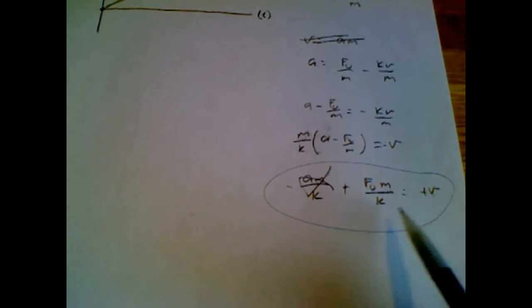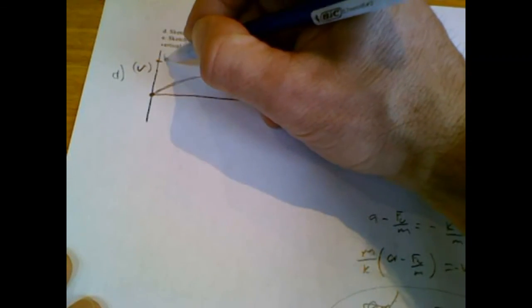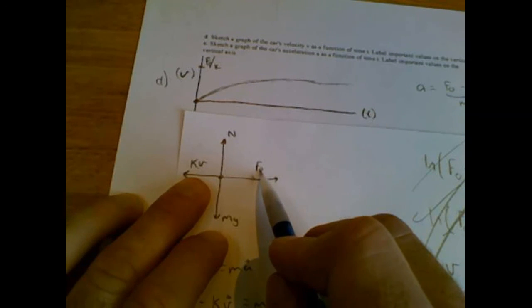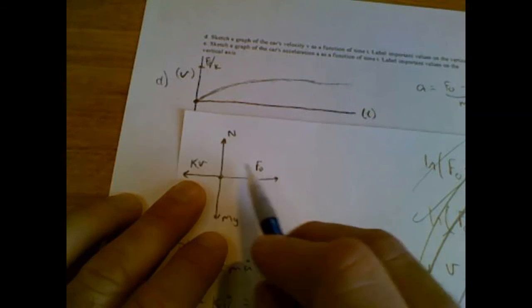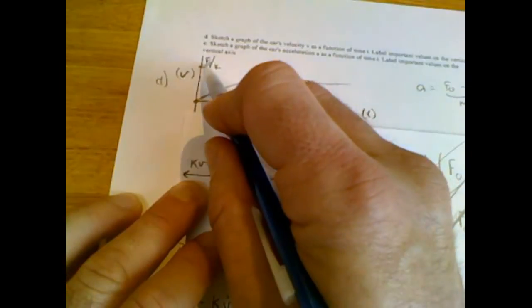When I have max velocity, acceleration equals 0, that goes away, which means my expression for max velocity up here should be f naught over k. So my max velocity is when it is equal to f naught over k, and I should be able to see that also just straight from my picture, right? If this is a sketch of F naught and kv, when those two are equal to each other, v equals F naught over k.